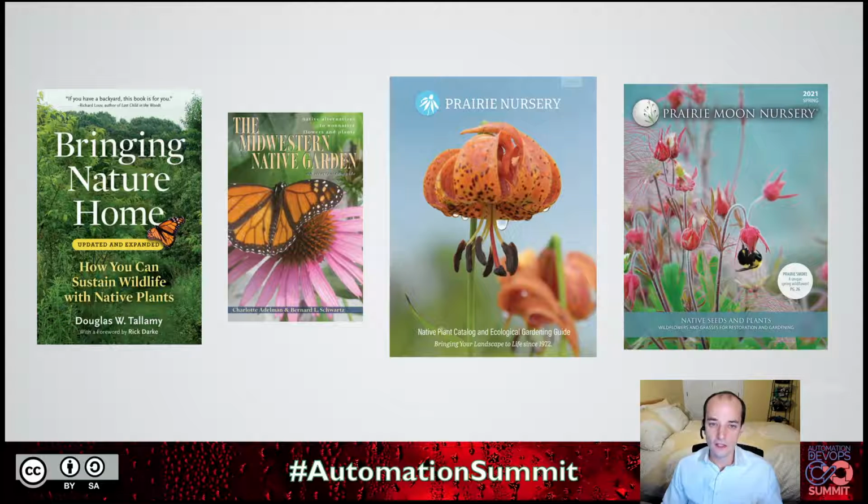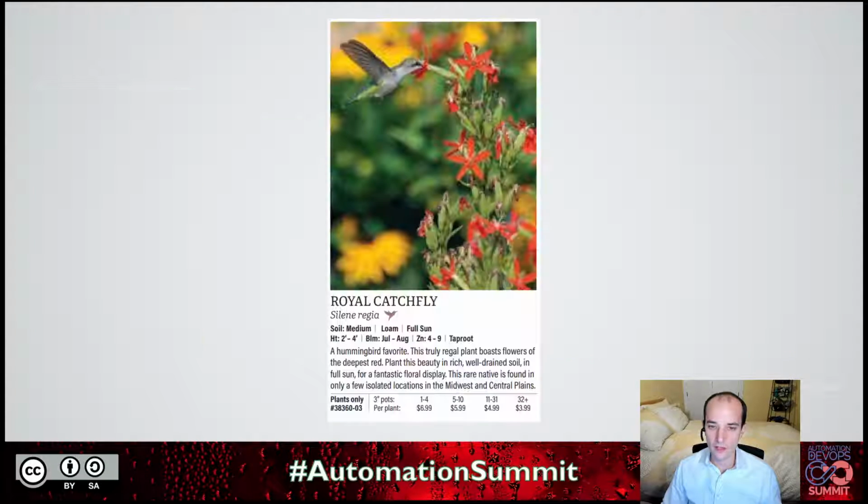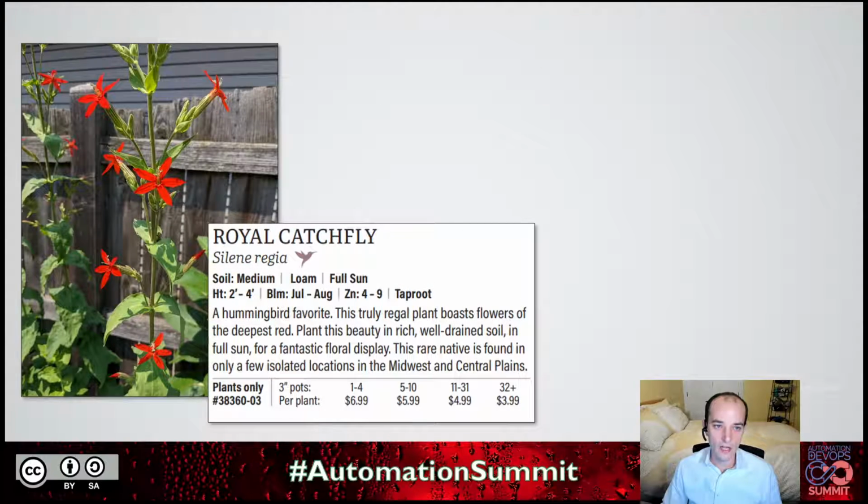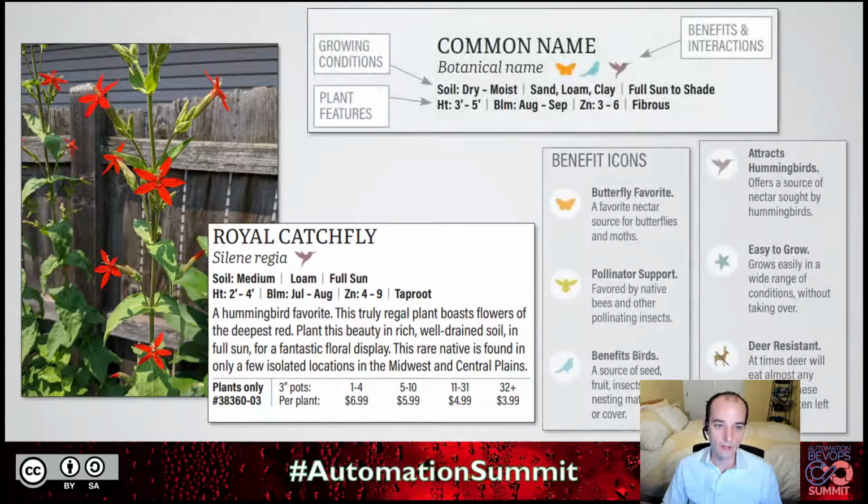Also pictured is the catalog for Prairie Nursery and Prairie Moon Nursery. These are different organizations, and those will become relevant here on the next slide. So if I open up the Prairie Nursery catalog, you'll see some interesting little info cards like this one for Royal Catchfly. And let me zoom that in. This is an actual picture from my garden of my Royal Catchfly.